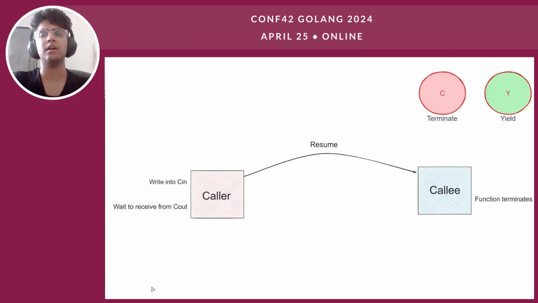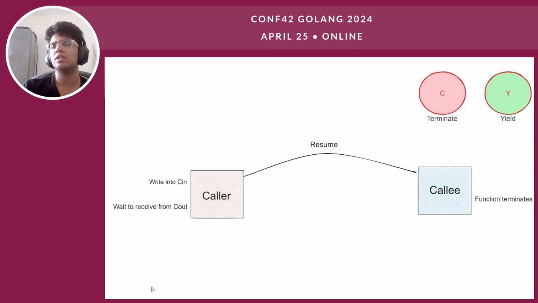So first, what if your callee or your coroutine wants to terminate? Instead of yielding back control, it wants to just stop executing. So say your coroutine stopped executing. How does your caller know that it stopped executing, right? It can try to resume this coroutine that does not exist anymore, and block itself on cout, but there is nothing to write into cout because your coroutine does not exist anymore.